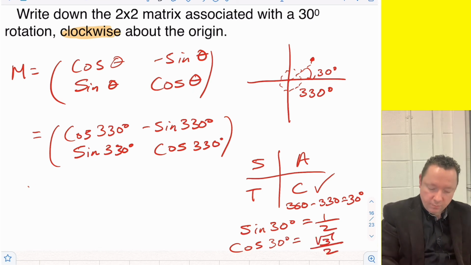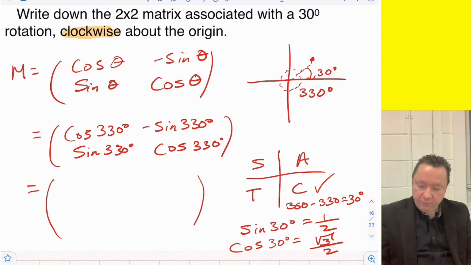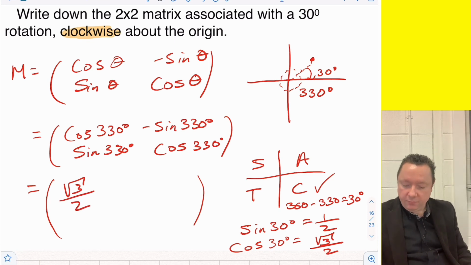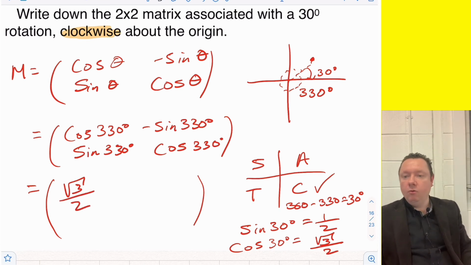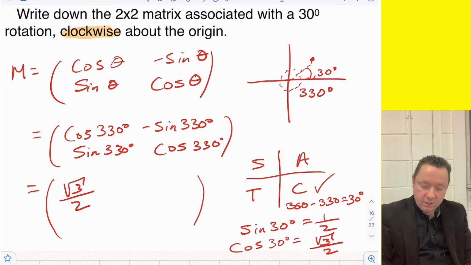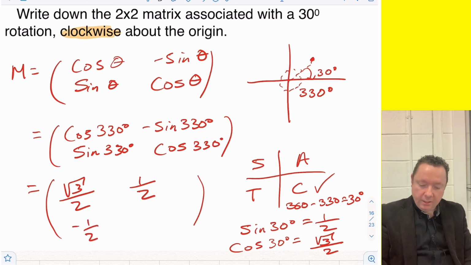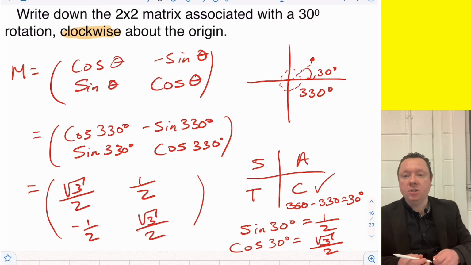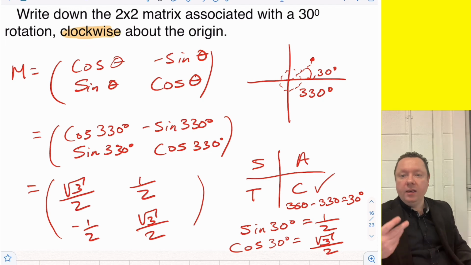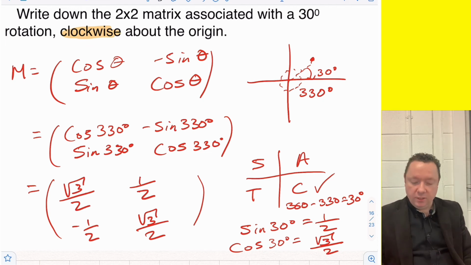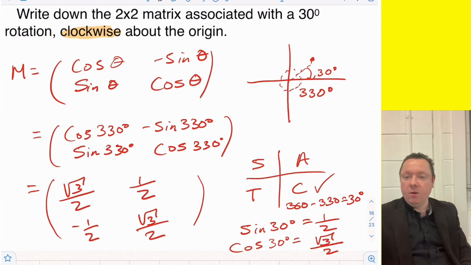Then our transformation matrix: the cos of 330 is just going to be root 3 over 2. The sine of 330, well, the sine is negative in the fourth quadrant, so it's going to be minus a half. So minus minus a half is just a half. The sine of 330 is going to be minus a half, and the cos of 330 is root 3 over 2. So our transformation matrix associated with clockwise 30 degrees about the origin is just this matrix. We could take out a half as a common factor if we wanted to, but it's fine like that.